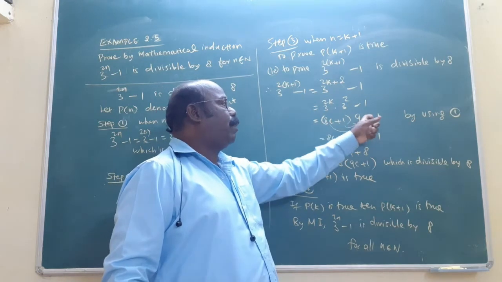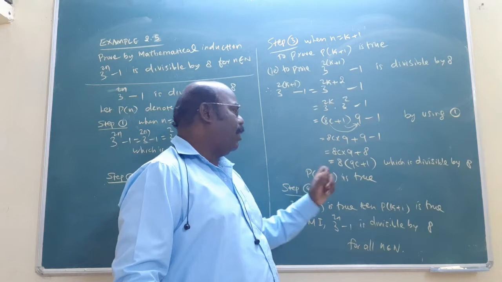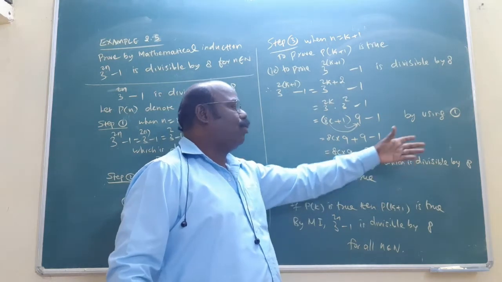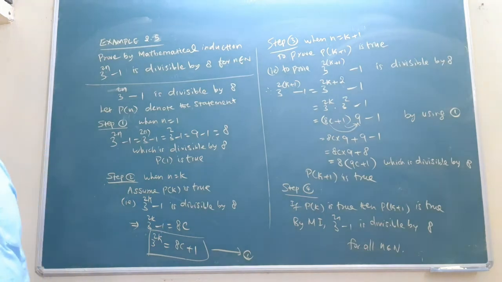Now the subtraction is not possible. That's why multiply, then subtraction, and we get 8 as common. Now 8 into something means it is divisible by 8. That is the answer. This is also part of the 5 more questions.